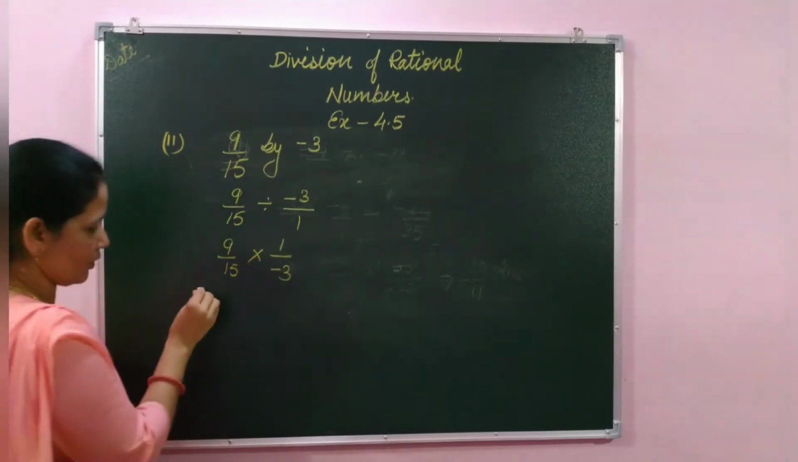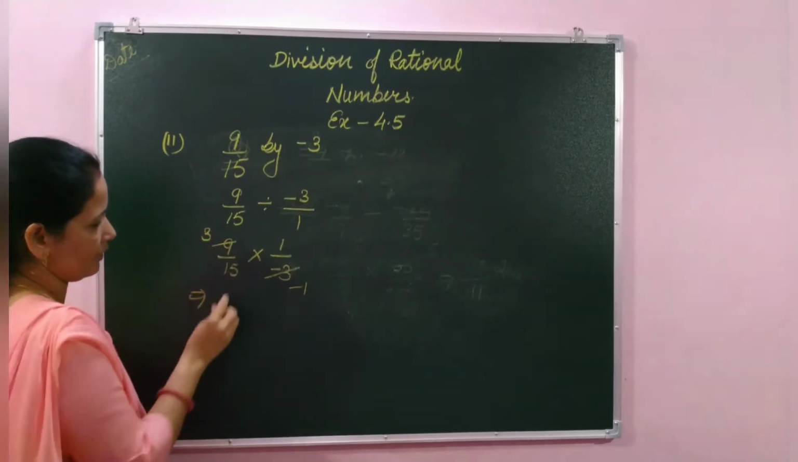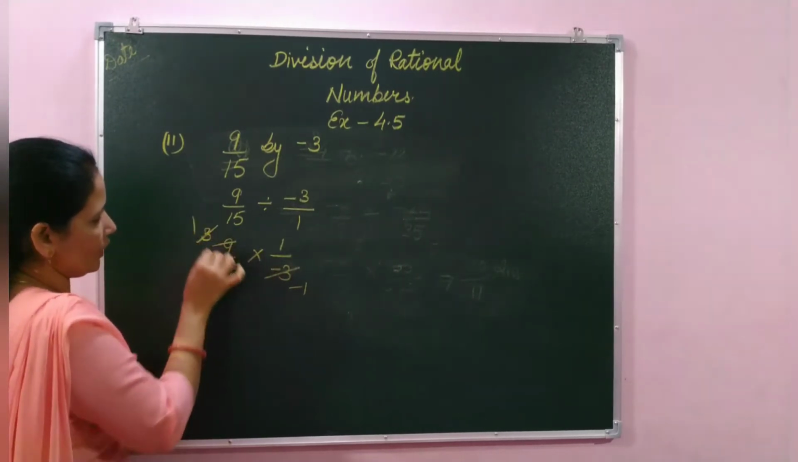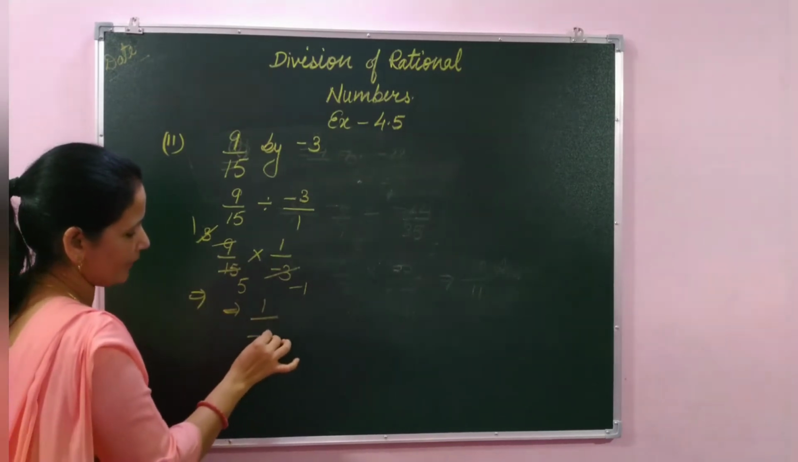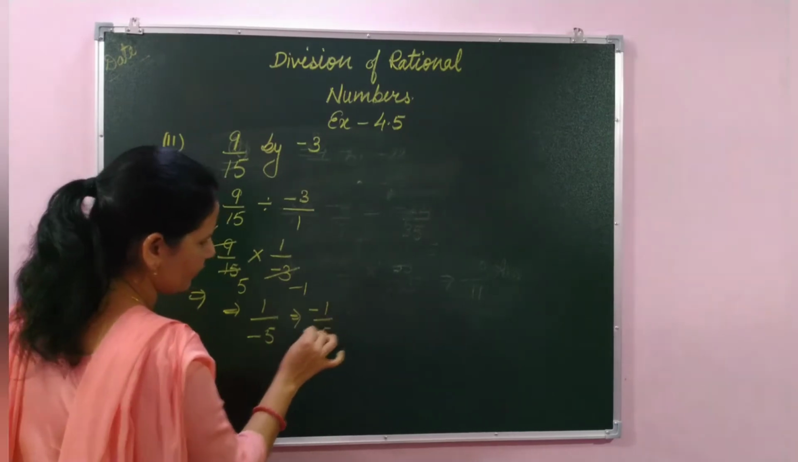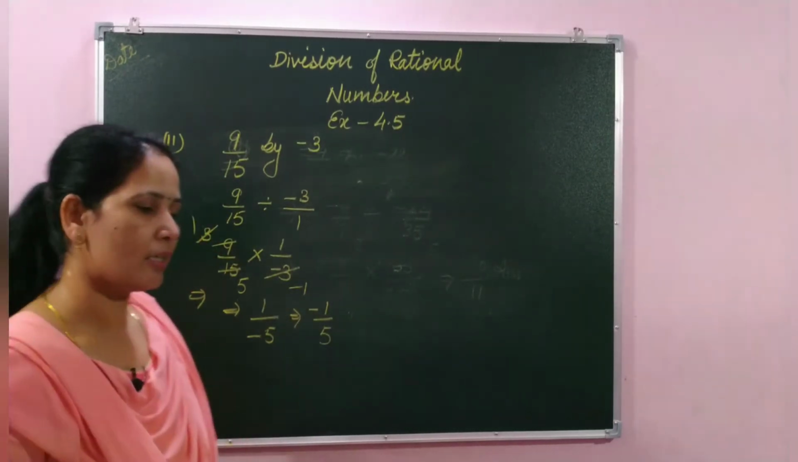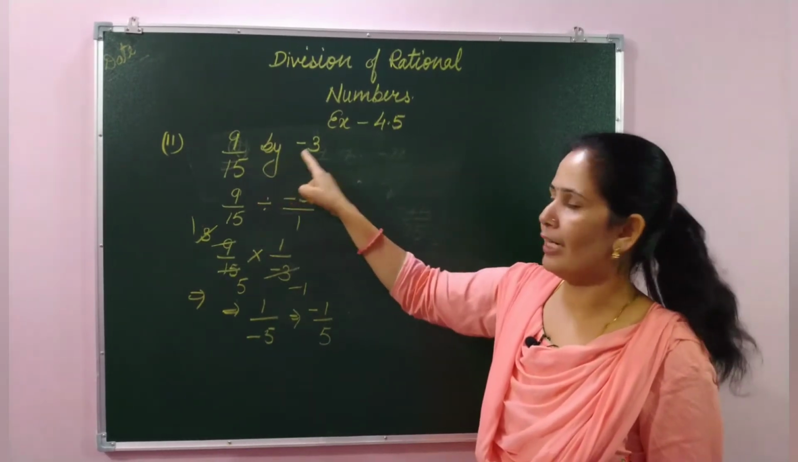Okay, students. Now 3 1s are 3 and 3 3s are 9. So 3 1s are 3, 3 5s are 15. So the answer will be 1 by minus 5, otherwise we can write minus 1 by 5. Both answers are correct. So what we did here, students, we did 9 by 15 divided by minus 3.